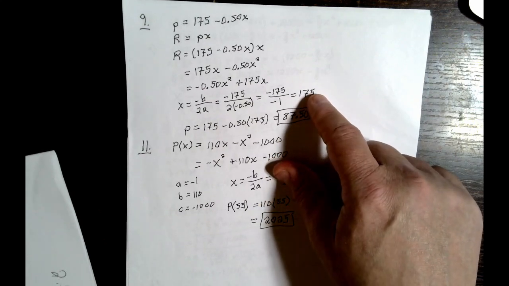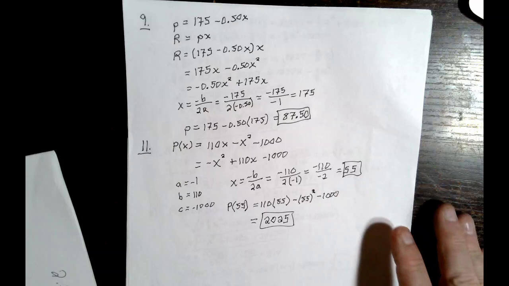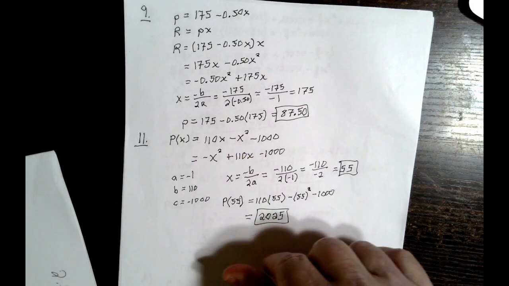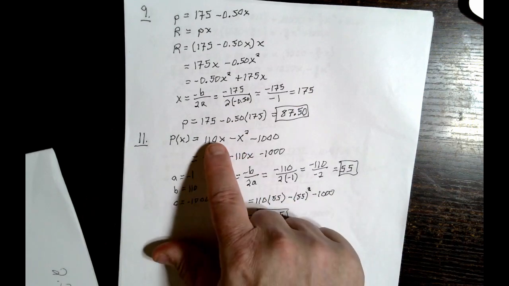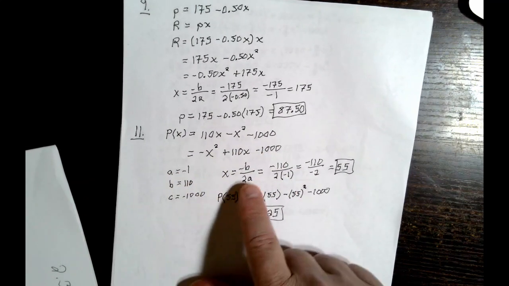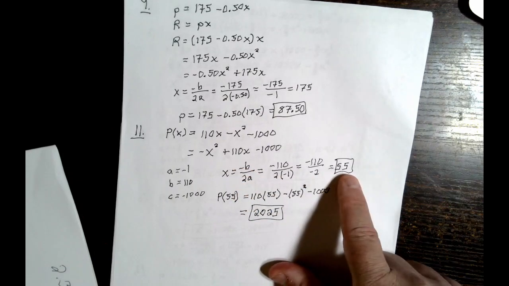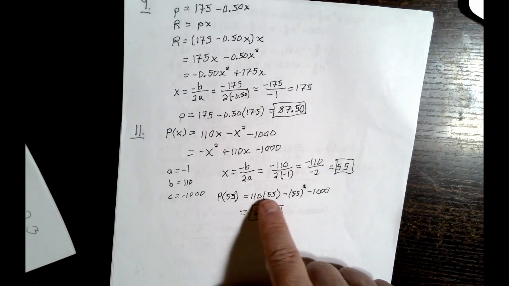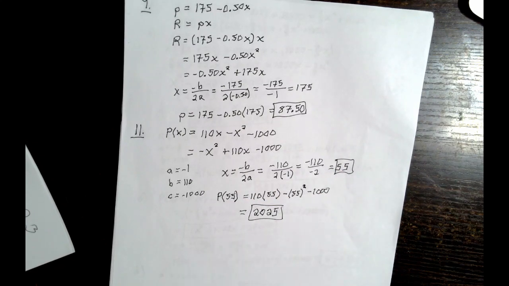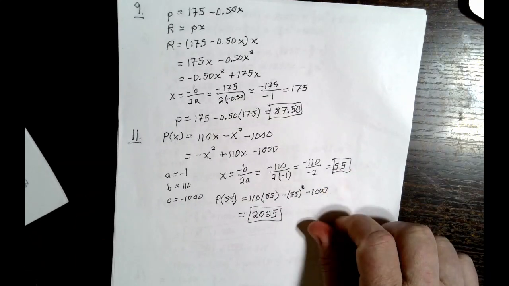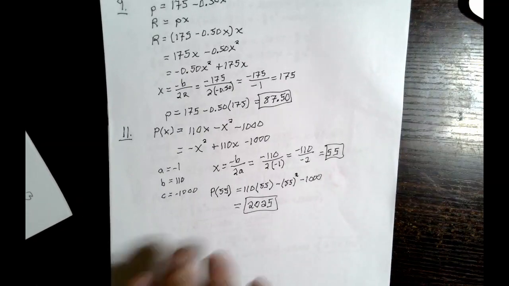Okay. Number 11, profit from a certain commodity is given. Find the level of production that yields the maximum profit and find that maximum profit. They're talking about the vertex here. So write this in descending order. You know what your A and your B and your C are. Plug them into negative b over 2a. You get 55. Then go back and plug these into the original function, and you get 2025. So the number of units to produce a maximum profit is 55. The maximum profit is actually 2025.